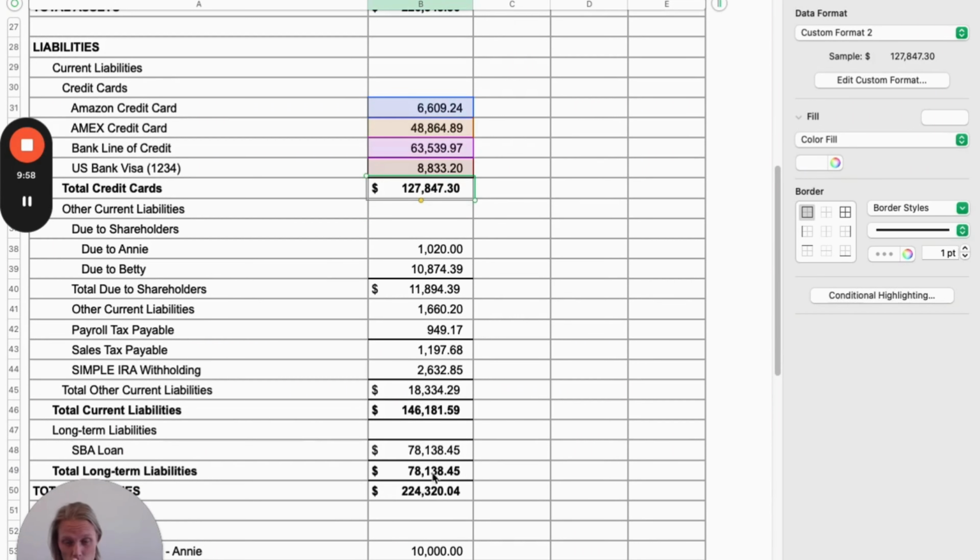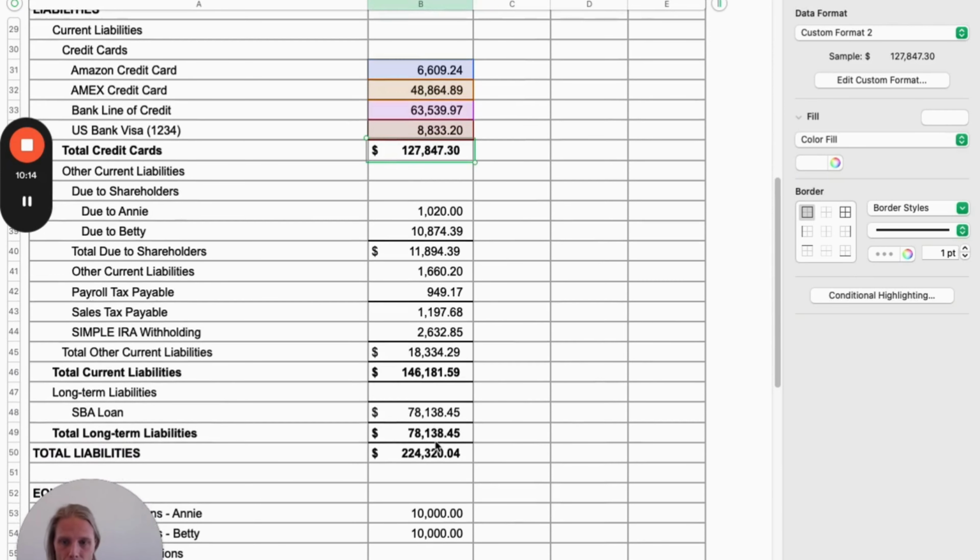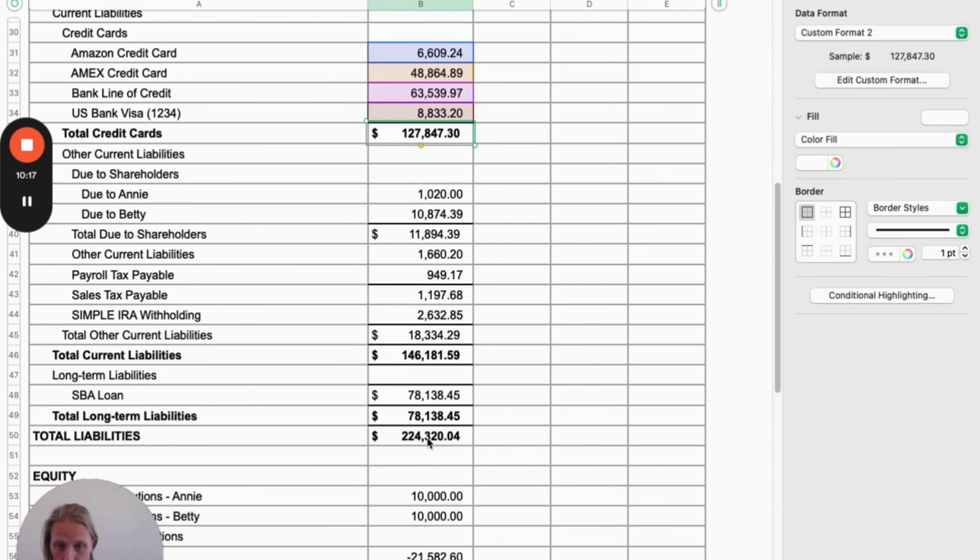And then we have one longer term liability, which in this case is an SBA loan. It's a common loan that a lot of businesses have. So it tends to be a larger amount as well. So in this case, $78,000. So that's important to track as well. And again, as we're making payments, that should be going down over time. In this case, our total liabilities, those things that we owe, is $224,000.